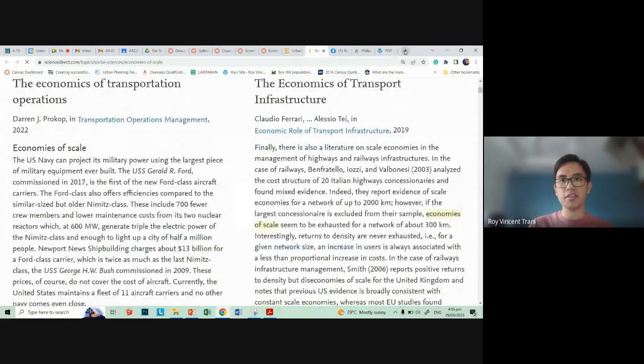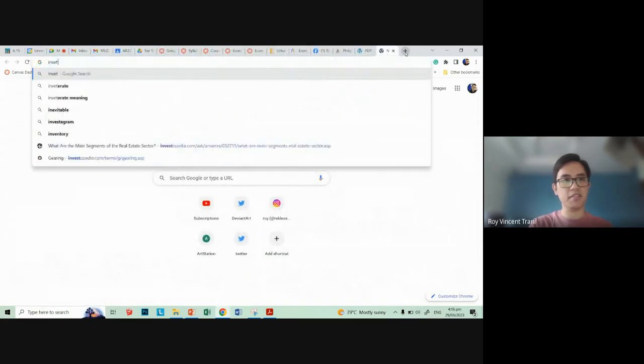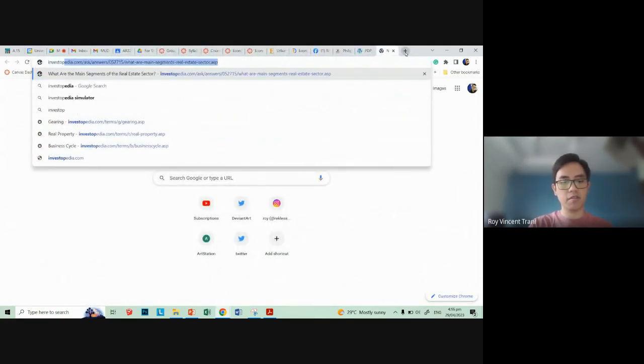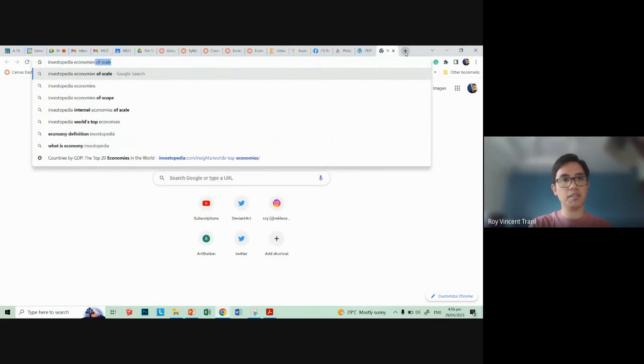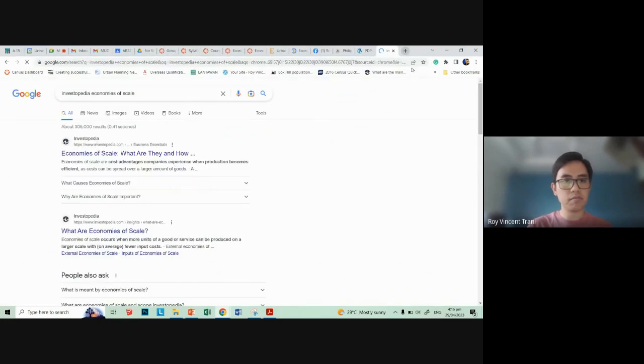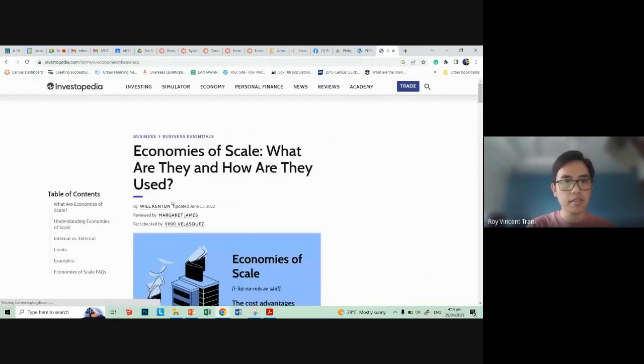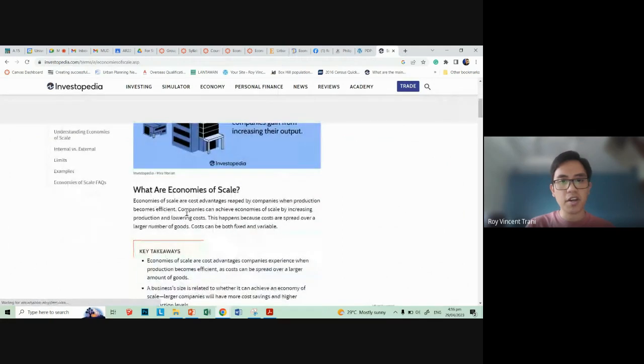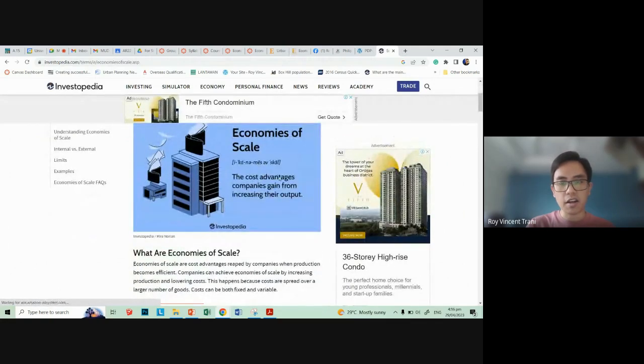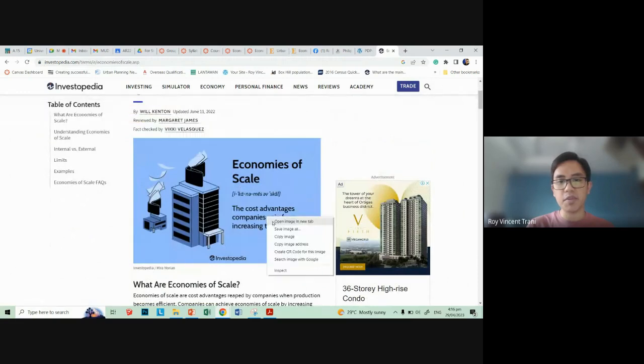Maybe not this one. I think Investopedia is better for this. Economies of scale. Okay. So economies of scale are the cost advantages companies gain from increasing their output.